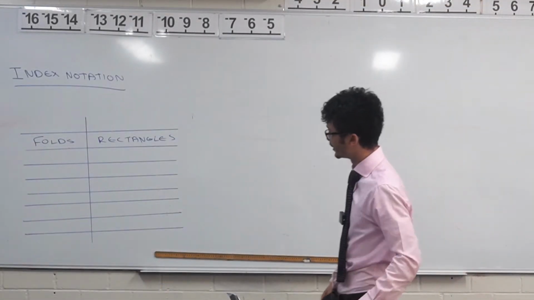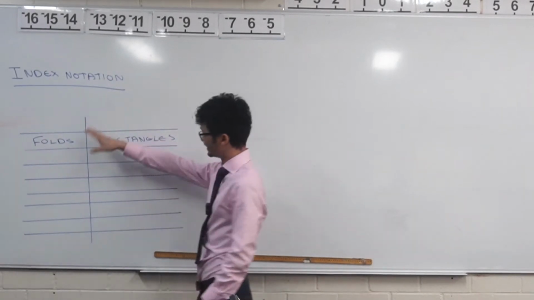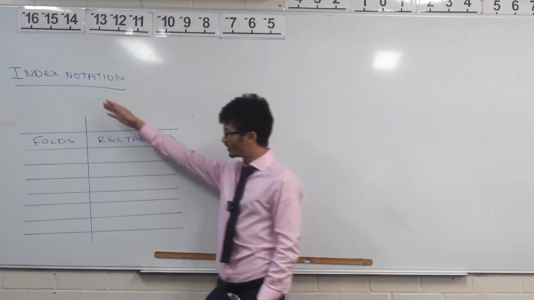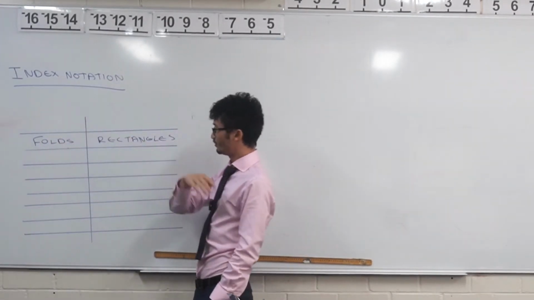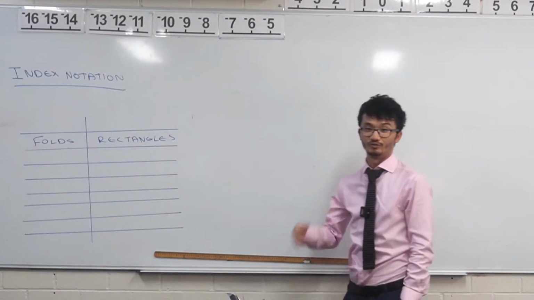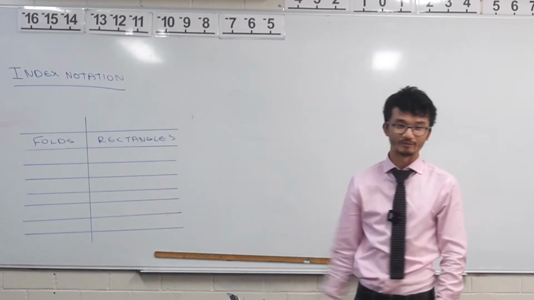Okay, so hopefully by now you've got a piece of paper on hand and you've got a table that looks like this. So on one column you've got this heading, leave a bit of space at the top, folds, and then in the second column rectangles. Okay, we're going to fill this table in.